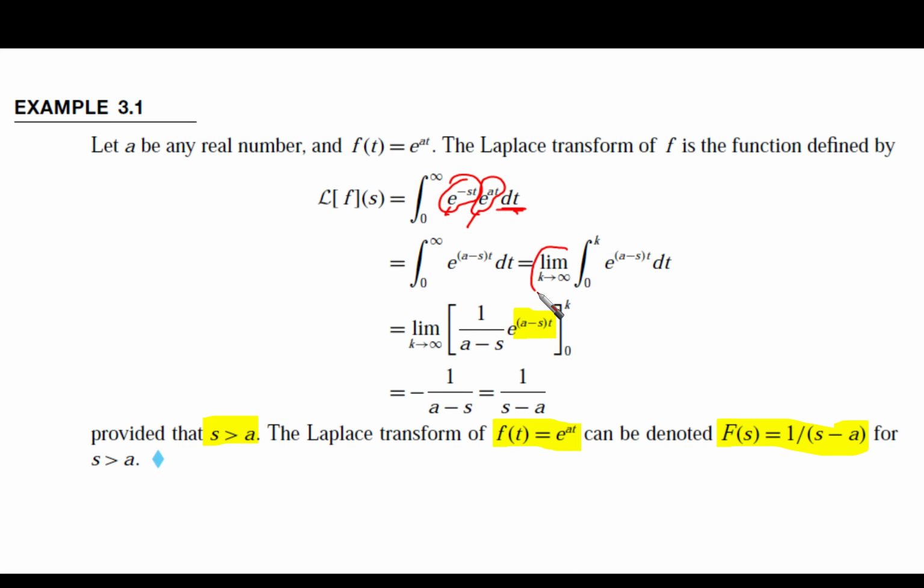We need to get what? Exactly, the convergence. We want to be sure that this integration is going to converge. So we take the limit of this integration when k reaches infinity, and we put the upper limit to be k for this integration. When you integrate this, we are going to find that this equals 1 over a minus s times e to a minus s times t for the limits between 0 and k.